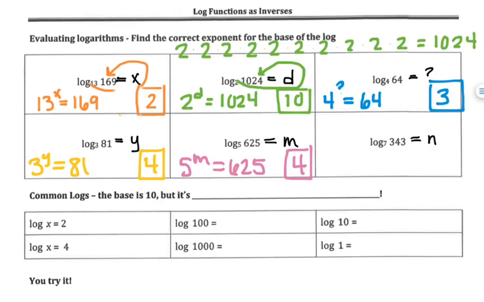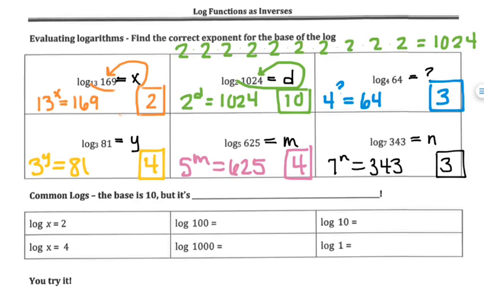And finally, what power can I put on a 7 so that I get 343? So 7 to the 1st power is 7. 7 squared is 49. 7 cubed is 343. So my exponent is 3 for this one as well.